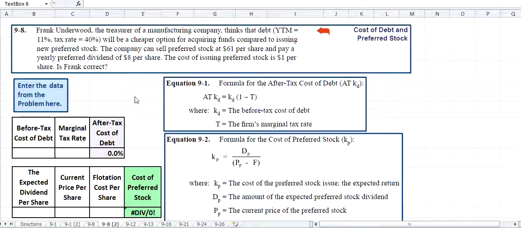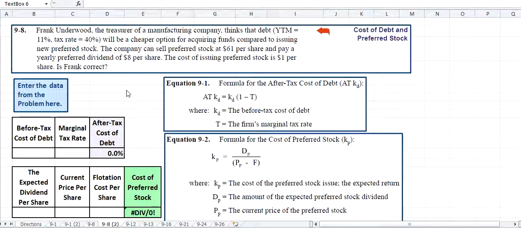We're comparing the after-tax cost of debt for a company to the cost of preferred stock. So Frank, who's the treasurer, thinks that the debt is a cheaper option for acquiring funds compared to issuing new preferred stock.